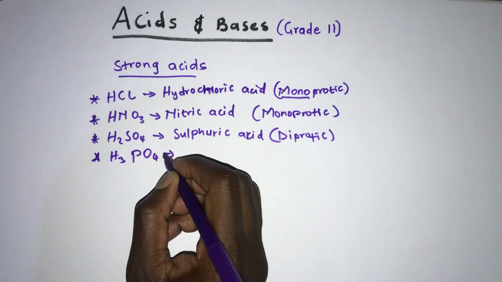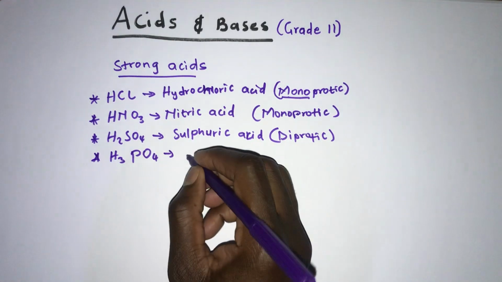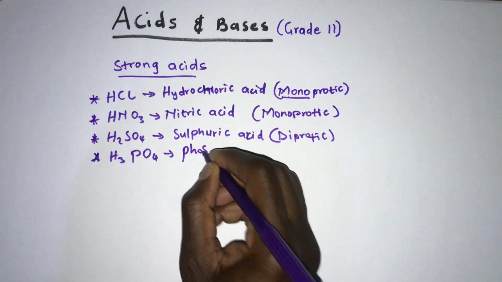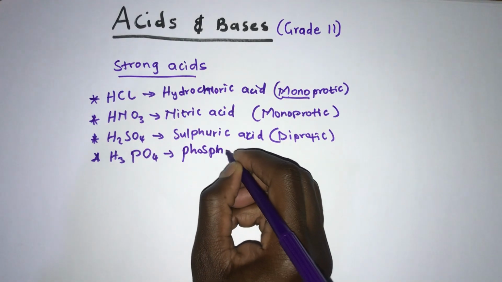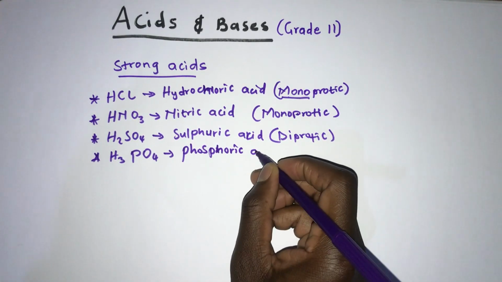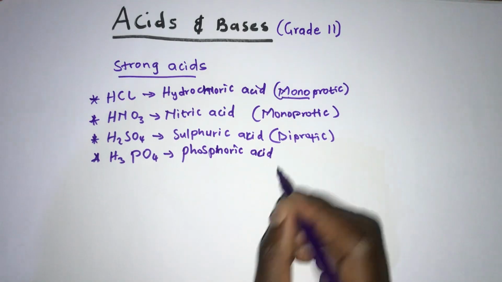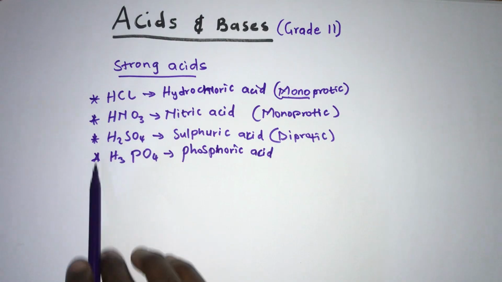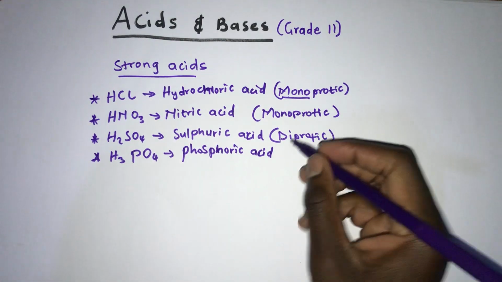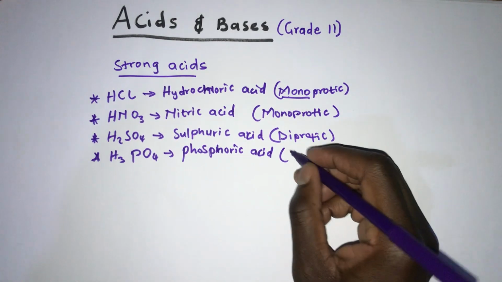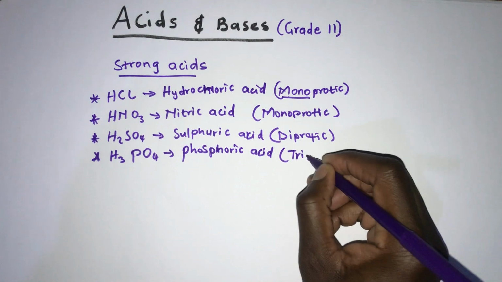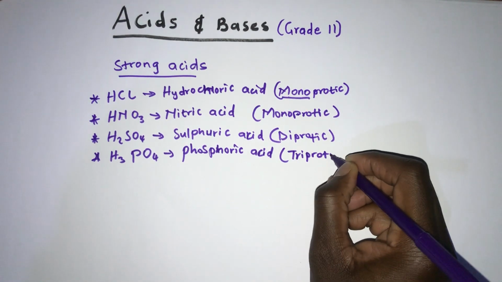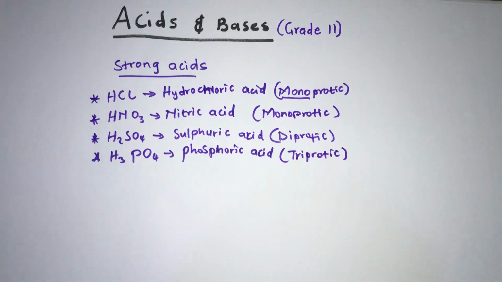And then the last one, H3PO4. The name of this one is phosphoric acid. Let's check. Phosphoric acid is giving how many hydrogens away? It's giving 3 hydrogens away. So phosphoric acid is a triprotic acid because it's giving 3 hydrogens away.